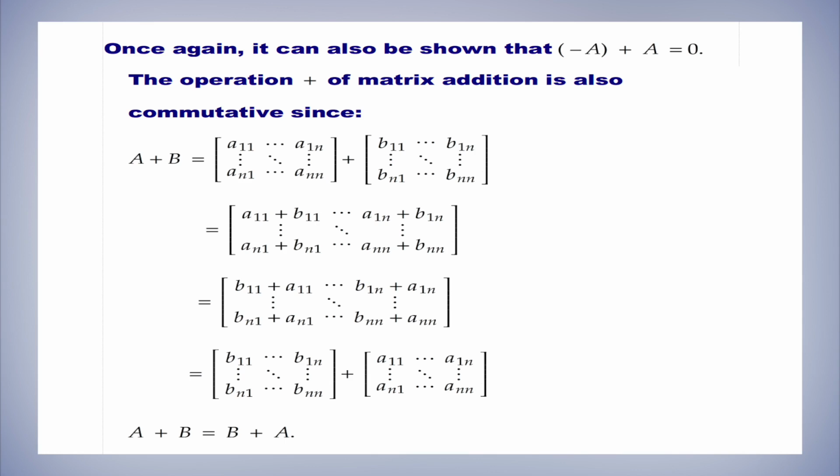Again we will separate it. We will get the matrices B11, B12, B13 and so on B1n, like Bn1, Bn2, Bn3 and so on Bnn. This is the matrix B, and we will get the matrix A as A11, A12, A13 and so on A1n, like AN1, AN2 and so on ANN. It will be written as B plus A. So A plus B is equal to B plus A.